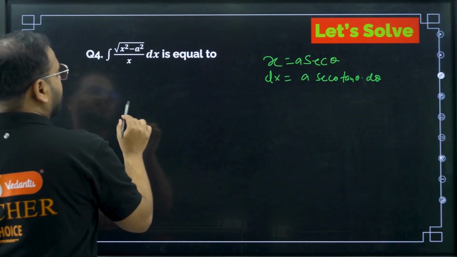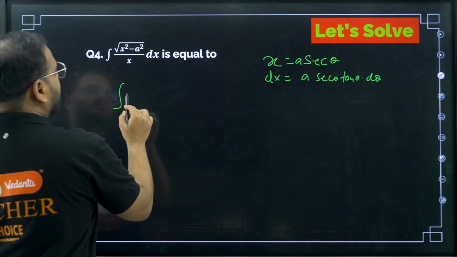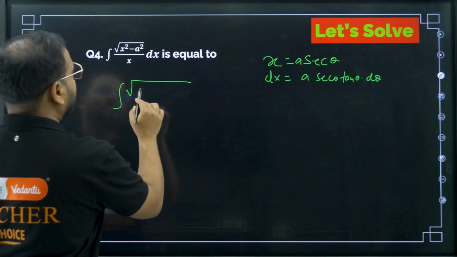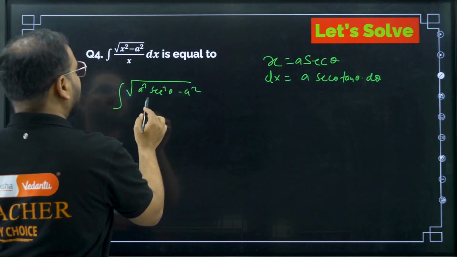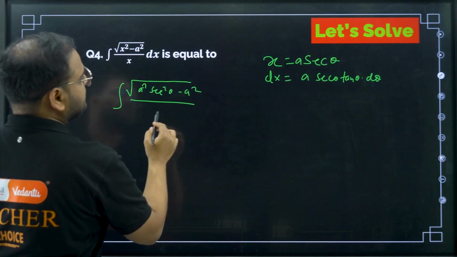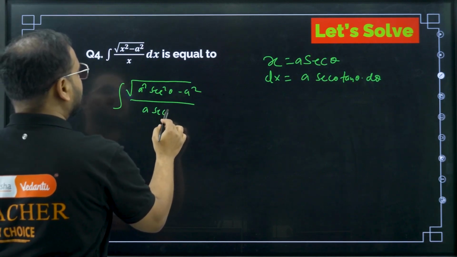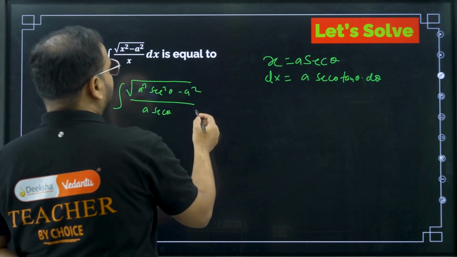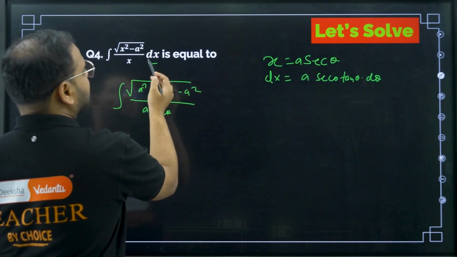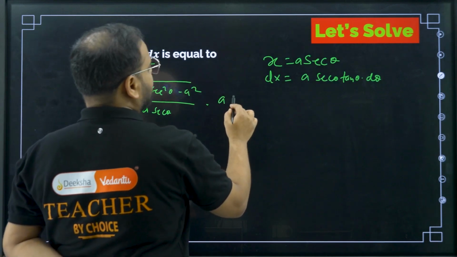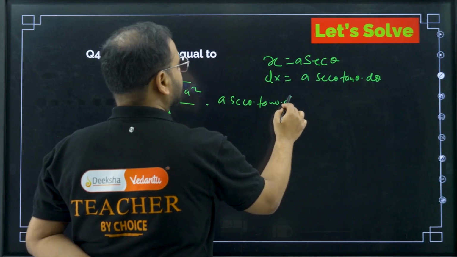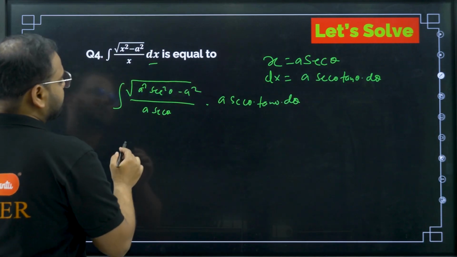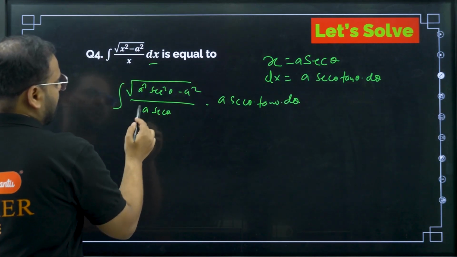Okay. So I'm going to get what? Integration will be equal to root of what? X square is what? A square sec square theta minus a square, upon what I have, just simply a sec theta. Okay, because x is a sec theta. What I'm going to do, multiply with dx. Dx is how much? Dx is a sec theta tan theta d theta. Am I right? Okay.